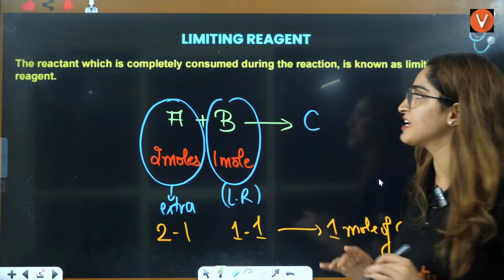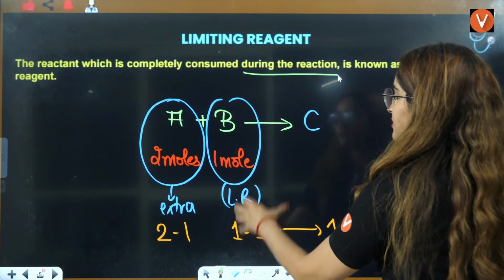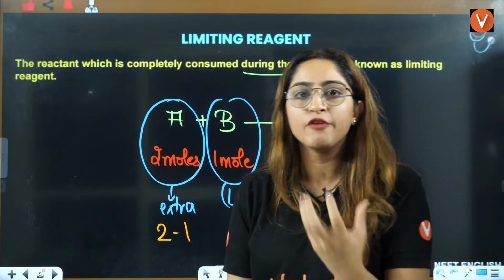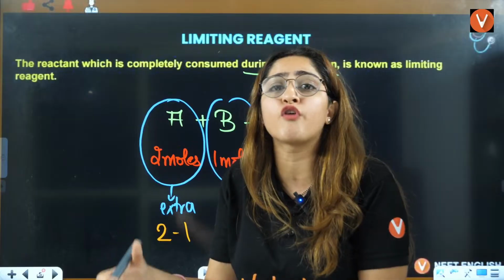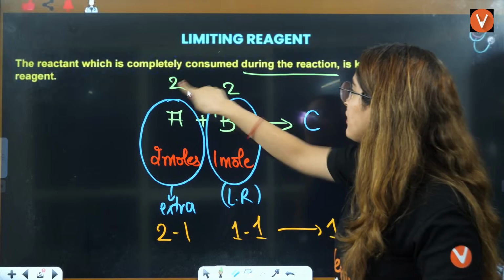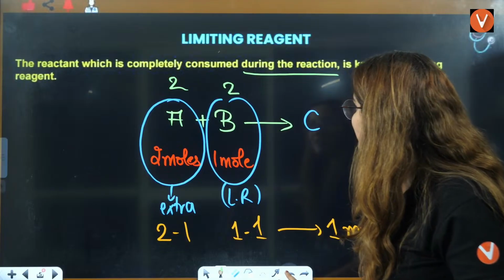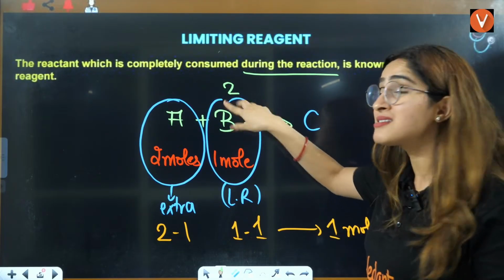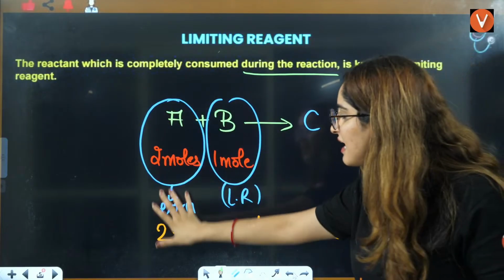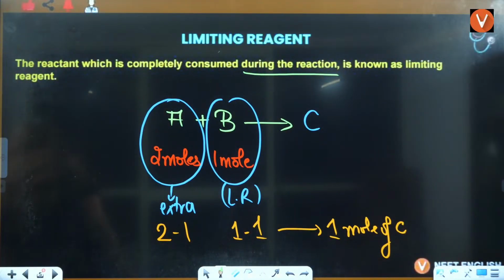What is your limiting reagent? The reactant which is completely consumed during a reaction is known as the limiting reagent, which is putting a limit to the product formation, right? If this was also 2, then we could have formed 2 moles of C. But because this is 1, that's why this is limiting the product formation. And because this is in excess, this is the leftover, that's why this is called the extra reagent. Okay, everybody? Yes, everyone.